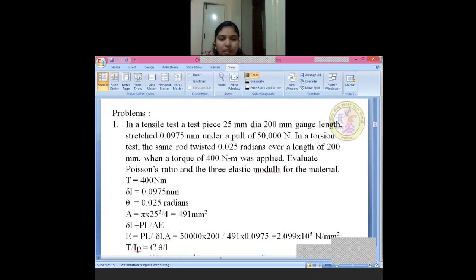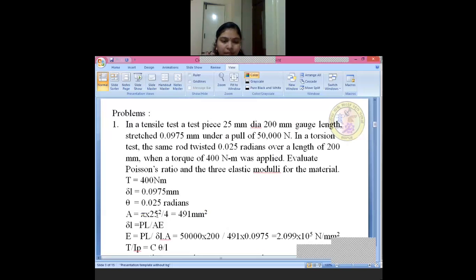So first, the given data: the torsion torque is 400 Newton meter, the gauge reading delta L is 0.0975 mm, and the rod is twisted to an angle theta of 0.025 radians. L is given as 200 mm, and the diameter of the specimen is 25 mm.